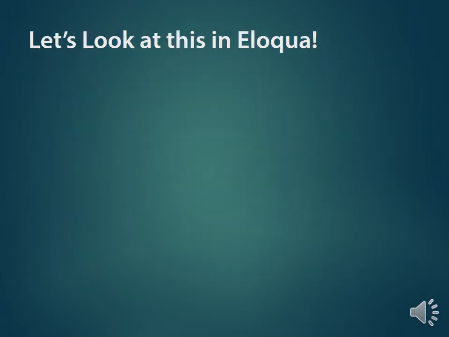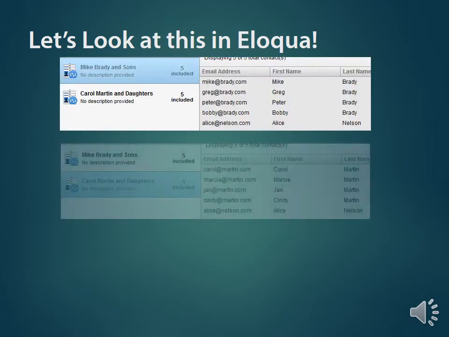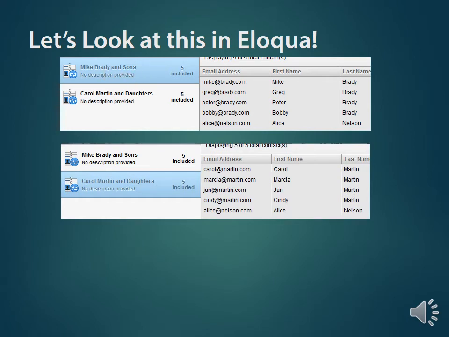We're going to look at this in Eloqua. I've created some segments. Here they are. We've got Mike Brady and Sons and Carol Martin and Daughters, and there's five in each of these, all right? So the question I have, you know what happened.